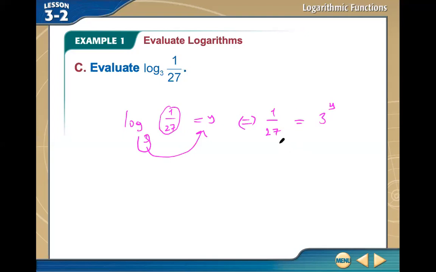This is simple. 1 over 27 means 1 over 3 to the power of 3, which equals 3 to the power of y. So this means 3 to the power of negative 3 is equal to 3 to the power of y. So y is equal to negative 3. So we solved the question. The answer of this question is negative 3.